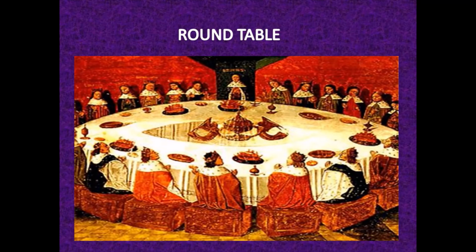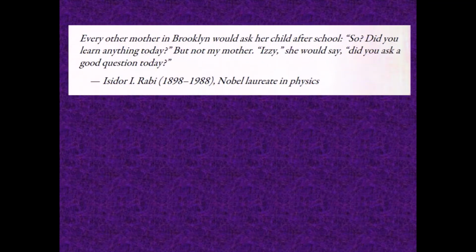Here's an image of a round table. Everyone sitting at the round table is considered equal. Fuller started his text with a statement. "Every other mother in Brooklyn would ask her child after school, 'So, did you learn anything today?' But not my mother. 'Easy,' she would say. 'Did you ask a good question today?'"